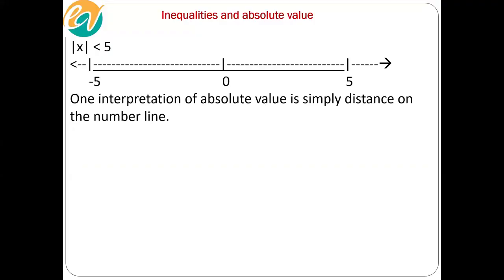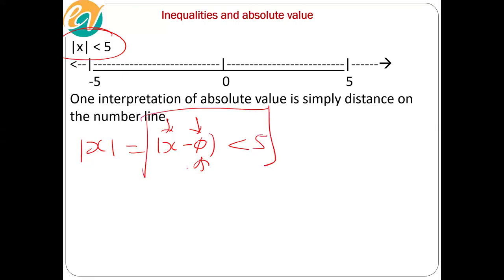Now, as we discussed, inequalities plus absolute value is a combination that GMAT loves. So let's discuss that. Absolute value of x is lesser than 5. Now here, what does it mean by absolute value of x? It means absolute value of x minus 0. So here, what is the inflection point? 0. So basically this question is saying that the distance of x from 0 on the number line has to be lesser than 5.